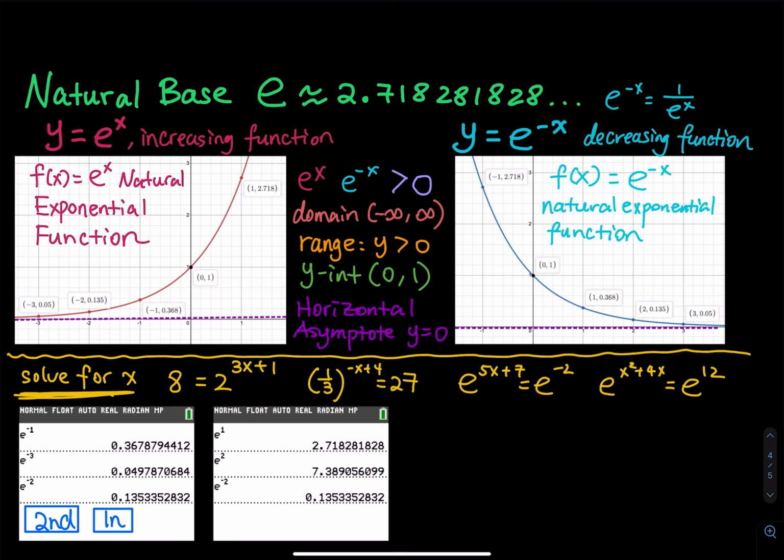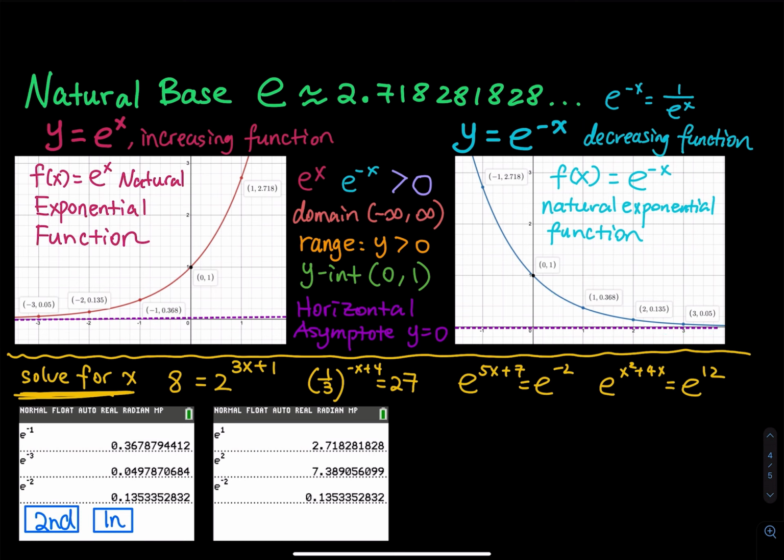Same thing on the Desmos: click the gear button on the upper right hand corner, and then click on the table button, select some x values, -1, 0, 1, 2, and 3. They will show you the corresponding y values and the points on the curve. And then when you click on the points, they will give you the x coordinate and the y coordinate. And this is a decreasing function.